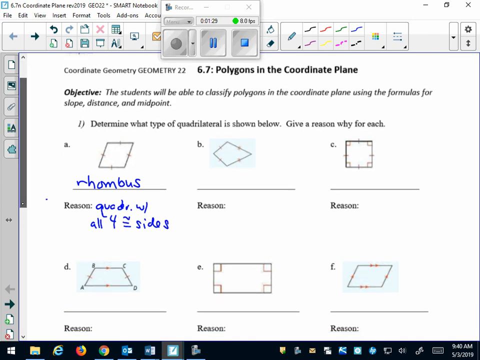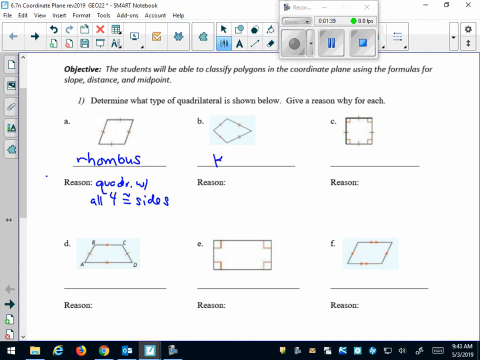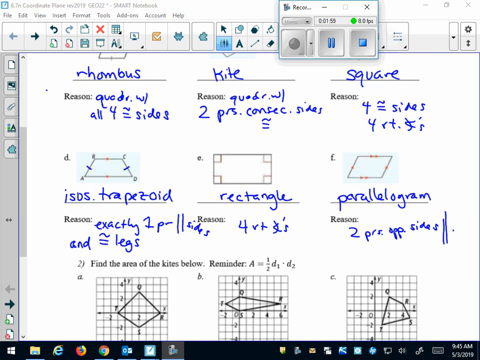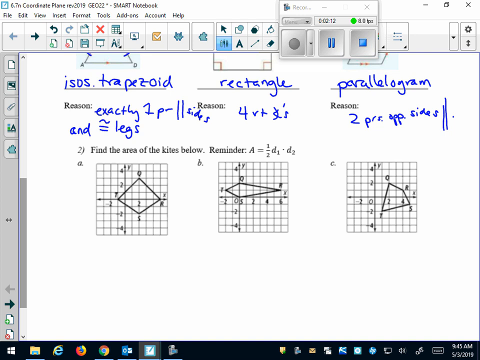Okay, so I'd like you to try to classify B through F and give a little reason based on the definitions we've learned. Okay, so this one should be kite. And it's a quadrilateral with 2 pairs, good, consecutive sides, congruent. Okay, so that's just a reminder of what those definitions are and what makes the shape what it is. That's going to be important as we think about these things on the coordinate plane and figuring out what kind of a shape we're given.